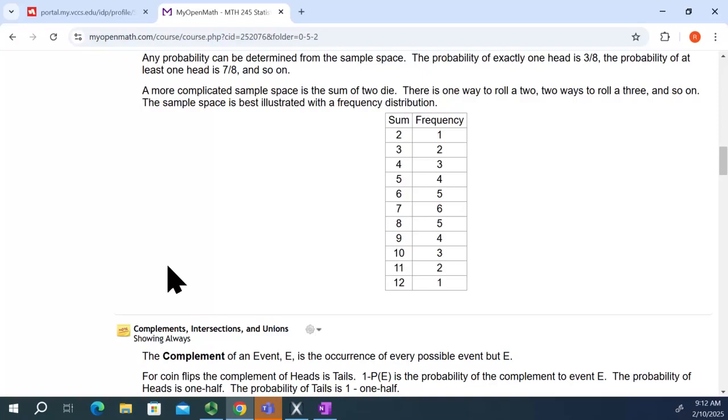Here, there's 36 possible ways this can happen. So the chance of a 2 is 1 out of 36. The chance of a 7 or an 11 is 6/36 plus 2/36, or 8/36. So the chance of a 2 is really small compared to the chance of getting a 7 or an 11.